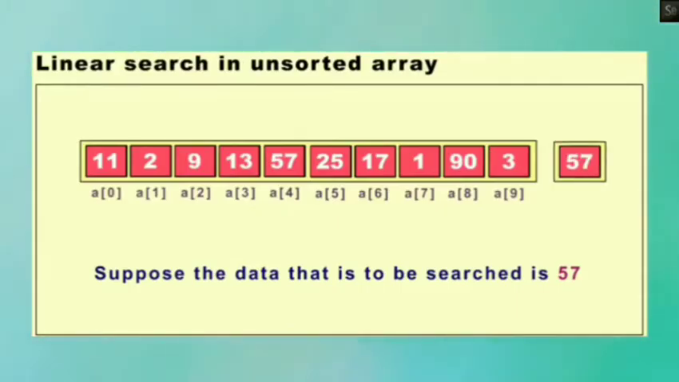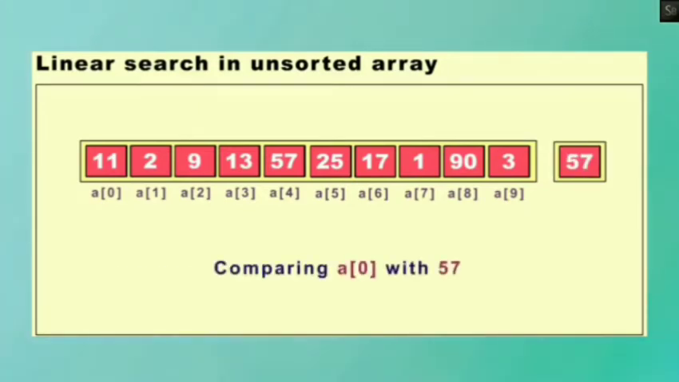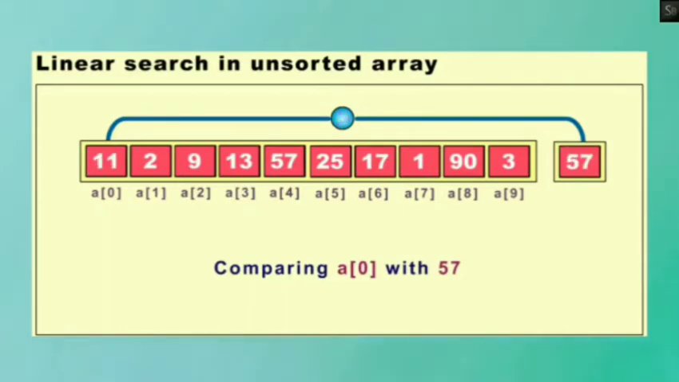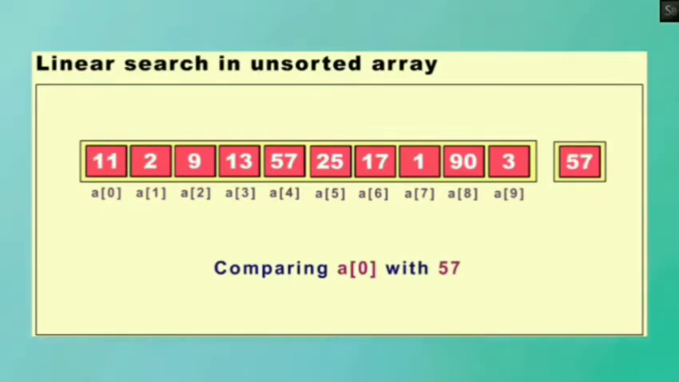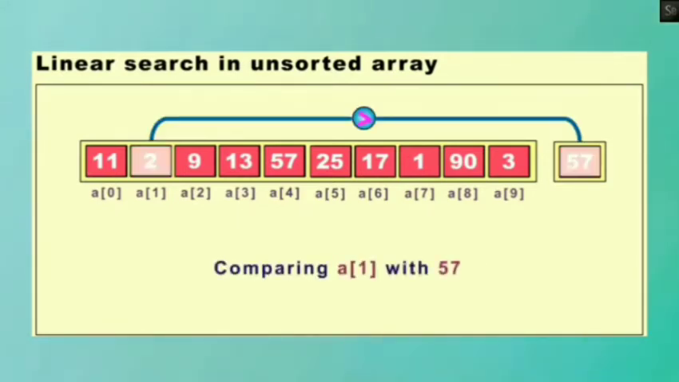So imagine that the data you wanted to be searched is 57 from the array. So first thing is we'll have a comparison from the 0th element. So that is A of 0 will be compared with 57. So 57 is not matching with 11. That is A of 0. So the data is not found in the first element.